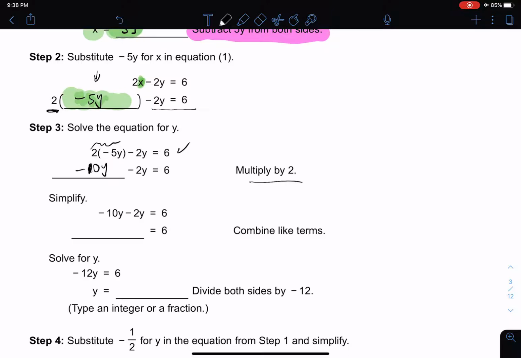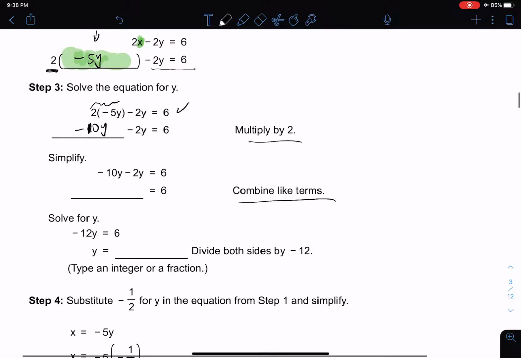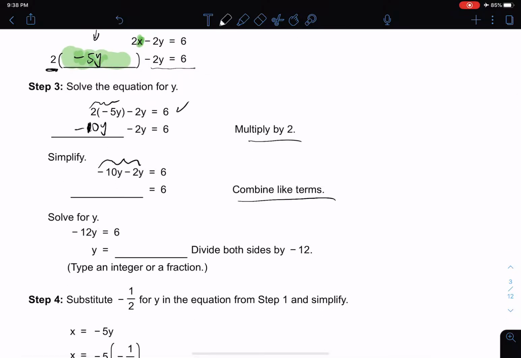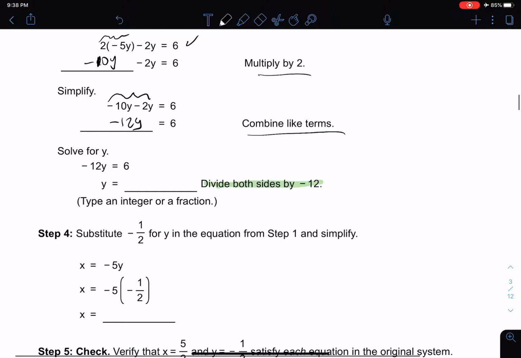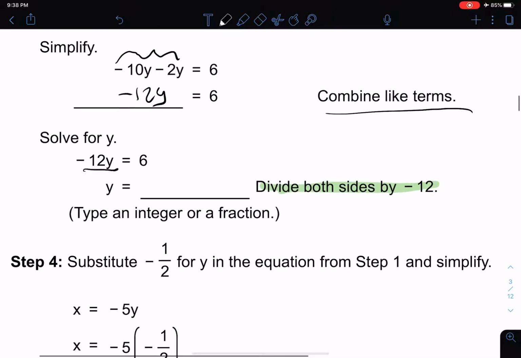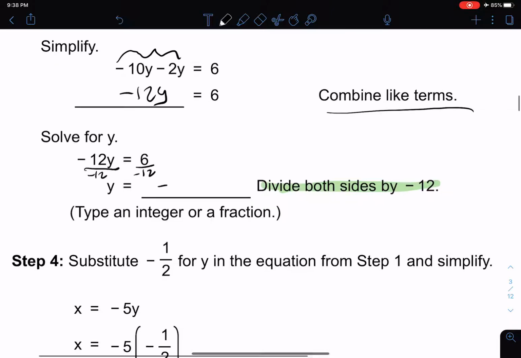And they want us to combine like terms next step. So a negative 10y minus 2y is negative 12y. And then next thing, divide both sides by negative 12 because we're solving for y. So we divide both sides by negative 12. And that gives us y equals 6 divided by negative 12, which is negative half.